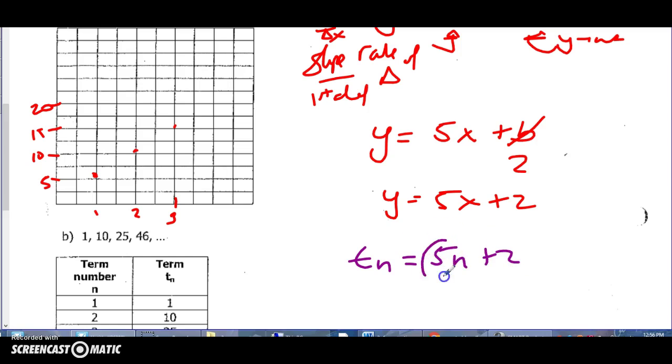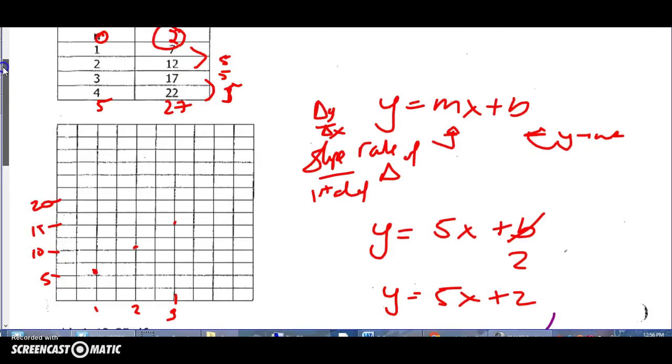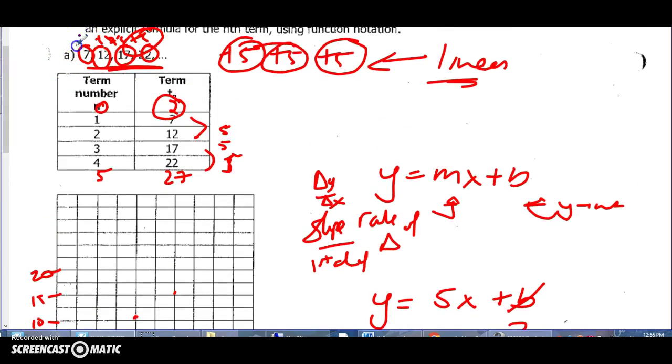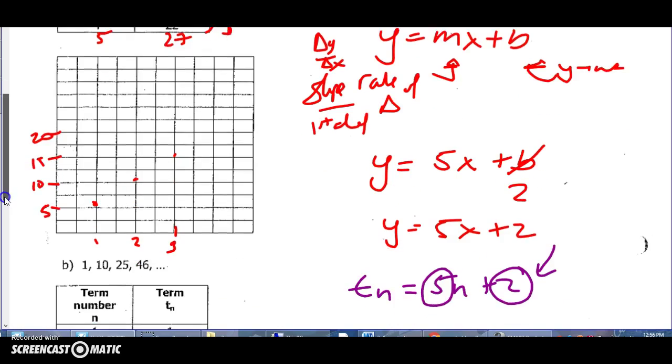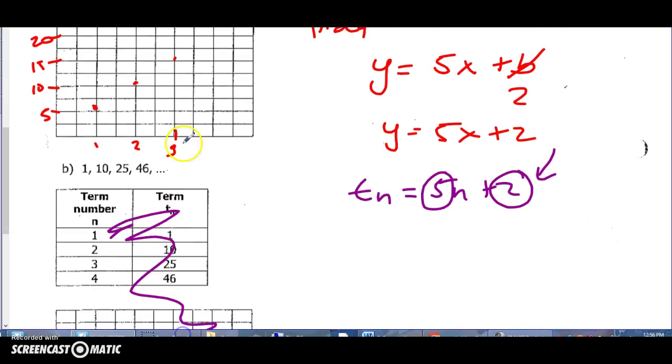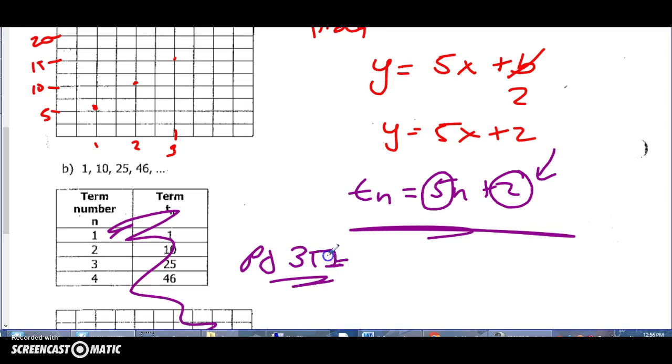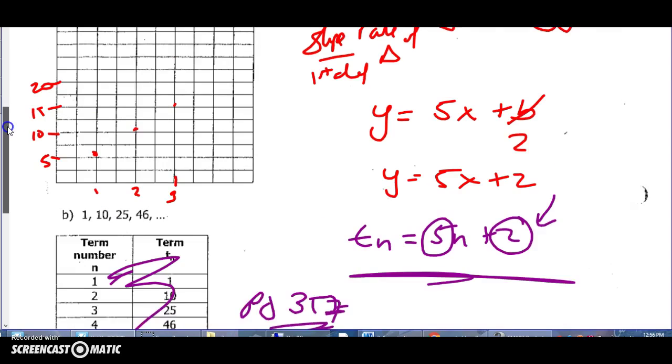Okay, so here's your first difference, or your rate of change, or your slope, or whatever. Here is the y-intercept, or the term that would come before the first term you see. There's T1, T2. If there was a term here, what would it be? And that's your b. Okay, this is way too crazy, so we're not going to do that. If you want to look at this, this is on page 357 of your textbook. There's an example here for that. It's interesting, but I'm not going to hold you to it. So that's that. That's how you come up with explicit formulas.